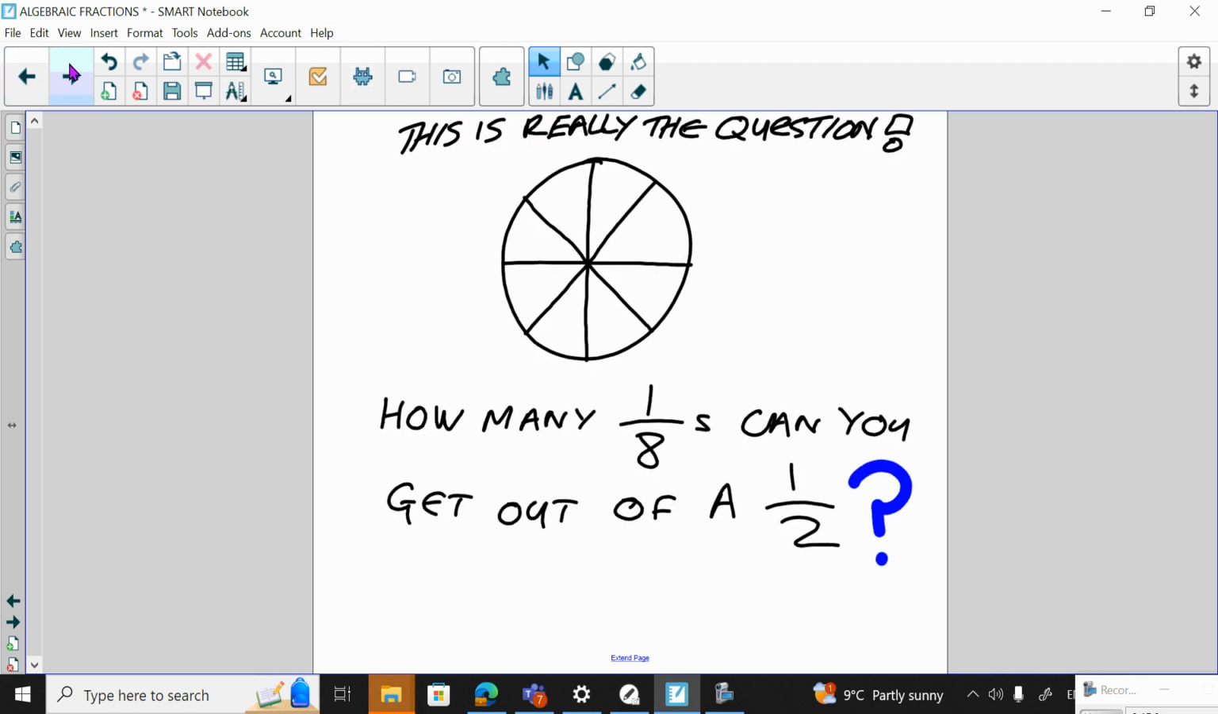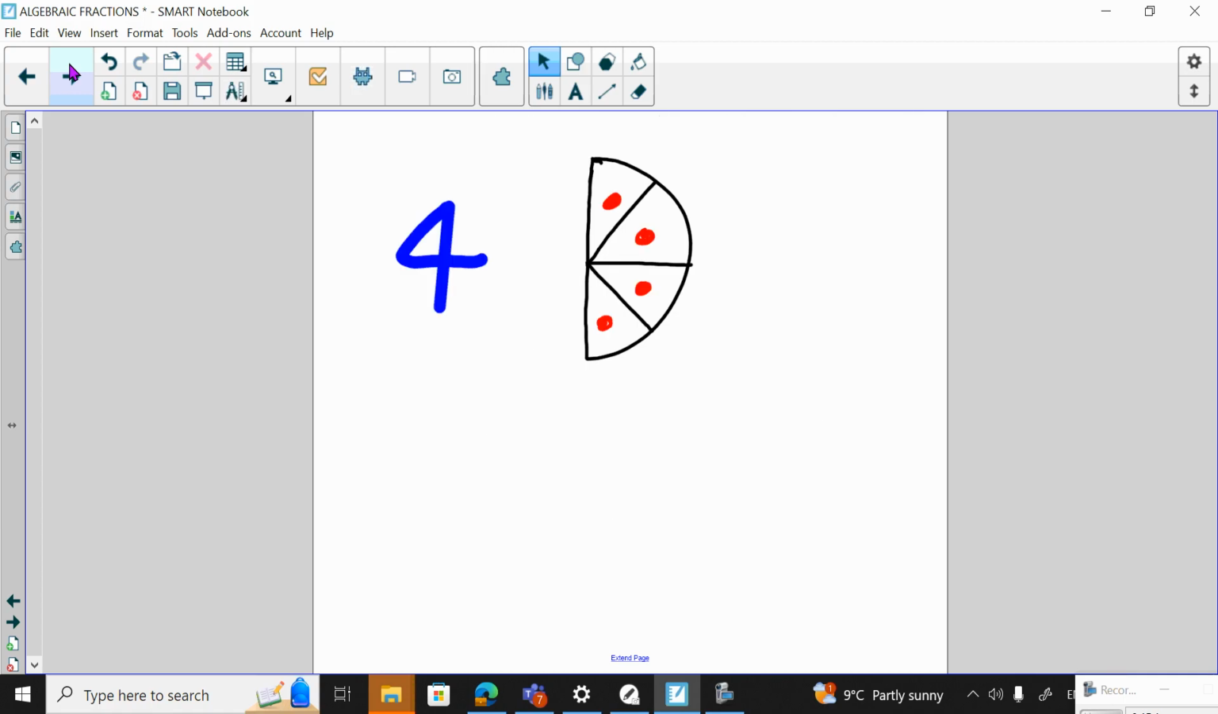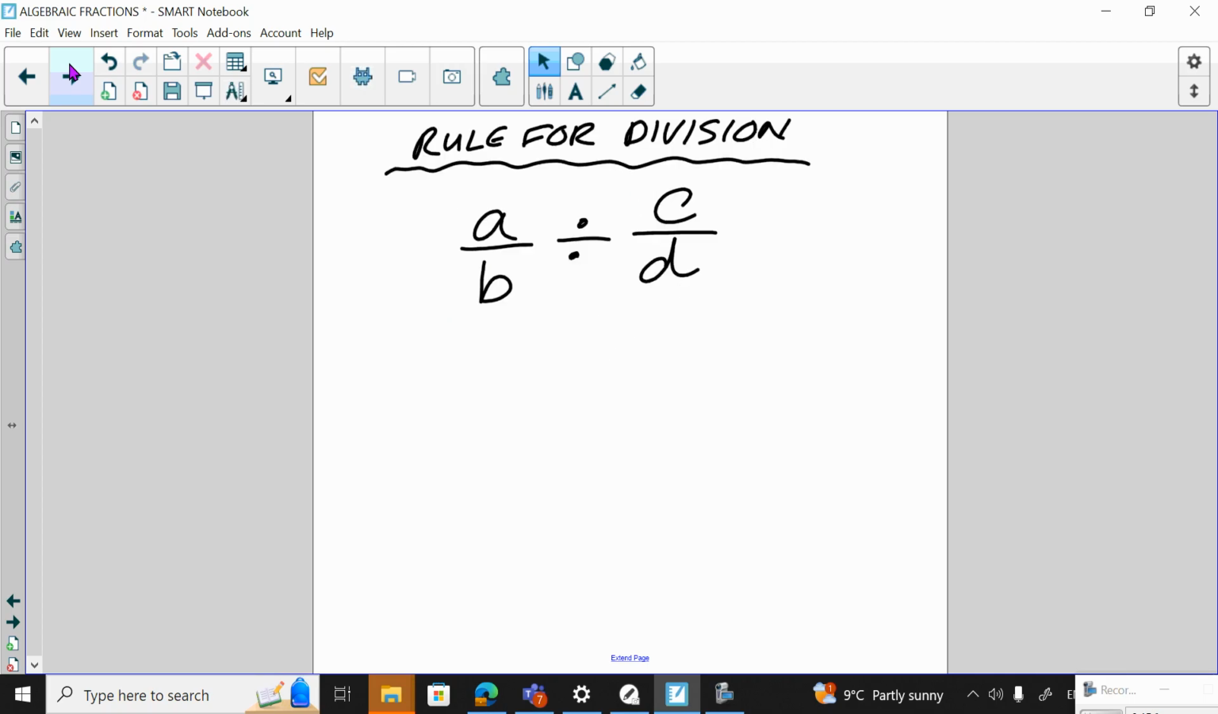Right, okay. So how many 8ths can you get out of a half? We'll get 8 of them, 8 8ths in a whole. But how many can we get out of a half? 1, 2, 3, 4. You okay with that?